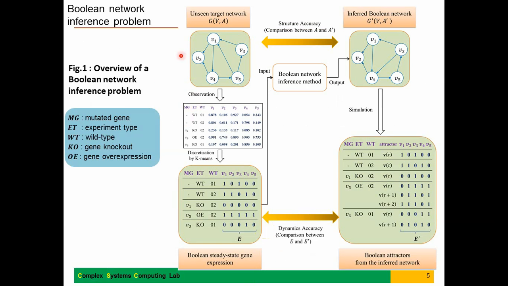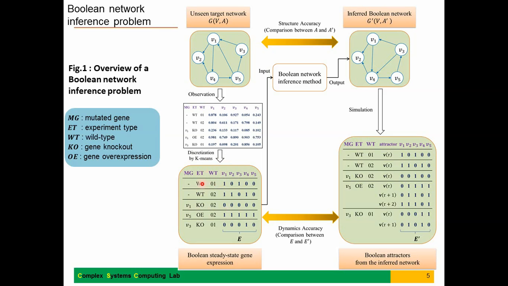Next, we introduce the Boolean network inference problem. Firstly, we have an unseen target network. For example, here we have a five-node network we want to infer, and the data is time-series expression data. It is continuous value, and we must convert it to binary value by using the k-means algorithm. And here are some special symbols: MC means mutation, ET means experiment, and WT means wild type.